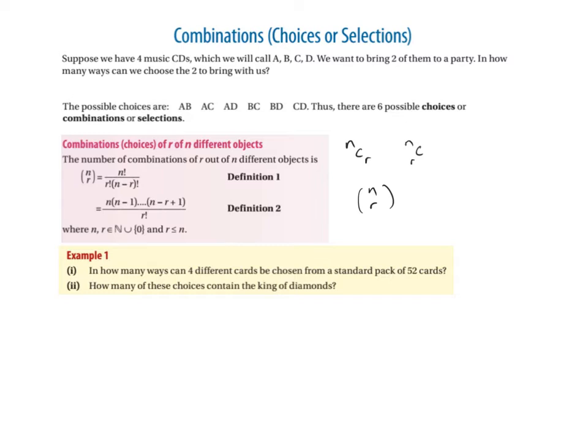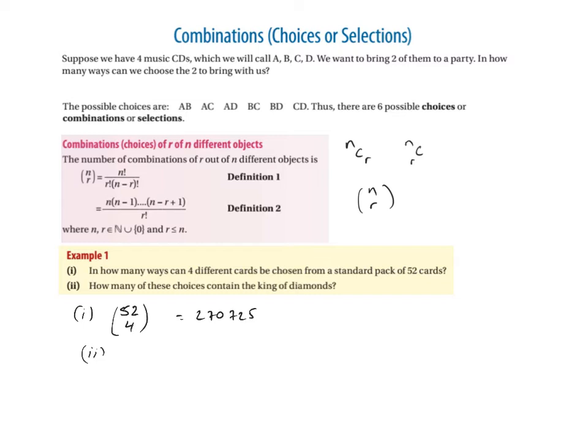Okay, so let's have a look at example one here. It says, in how many ways can 4 different cards be chosen from a standard pack of 52? So again, order doesn't matter. All I need to worry about here is that there are 52 cards to choose from, and I need 4 cards. Any 4 cards will do. I just need to choose 4 cards from 52. We then stick that into our calculator, and we get the answer of 270,725.